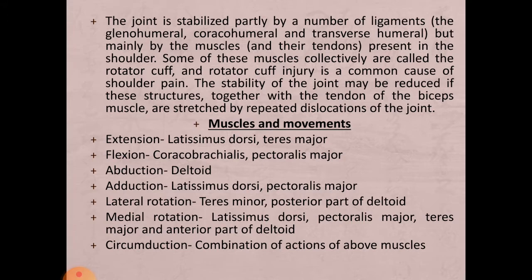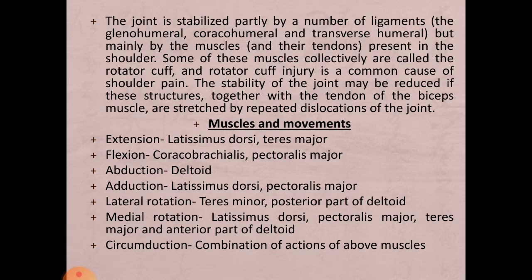So for the adduction you have one extensor and one flexor of the shoulder joint. The extensor is the latissimus dorsi muscle, and the flexor is the pectoralis major muscle. So for the adduction you have the latissimus dorsi and the pectoralis major muscle.